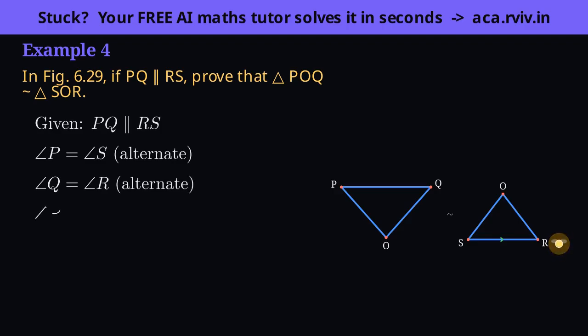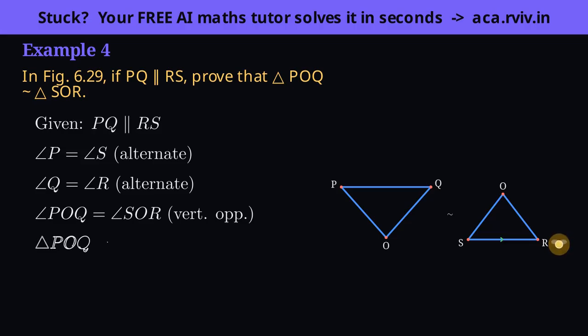The third pair costs us nothing. At the crossing point O, the two triangles meet tip to tip, and angle POQ and angle SOR are vertically opposite, the X shape you get whenever two lines cross. Vertically opposite angles are always equal, so there's our third pair. All three pairs of angles match, so by the AA criterion the triangles are similar.